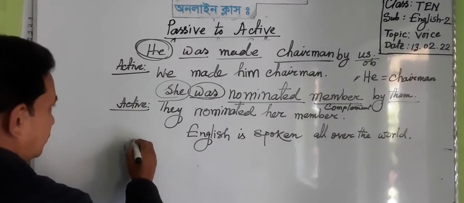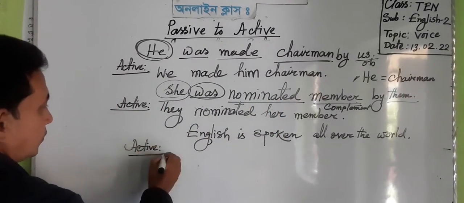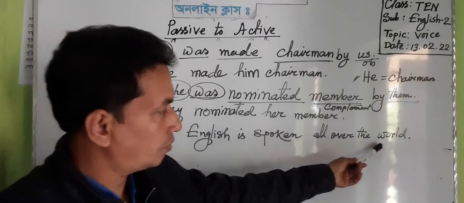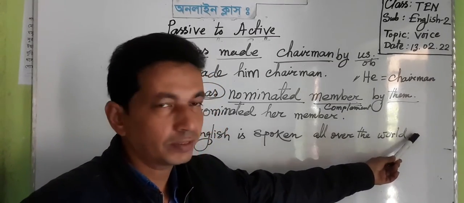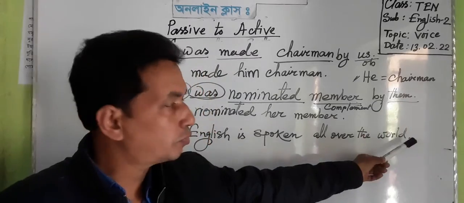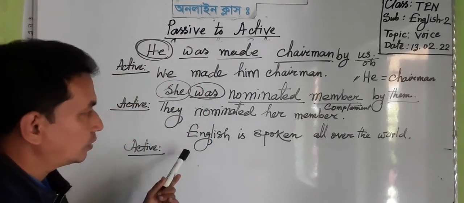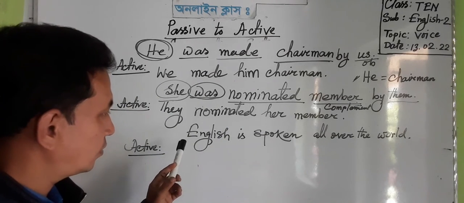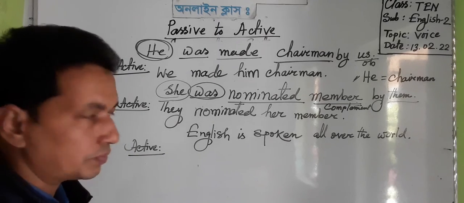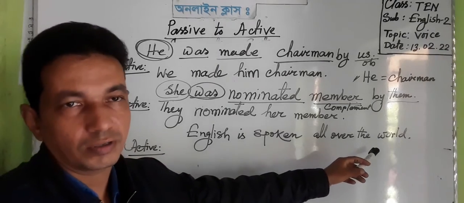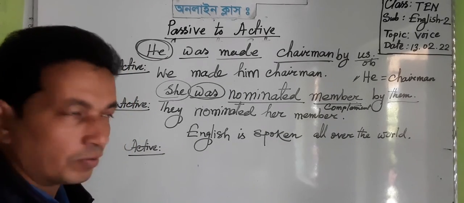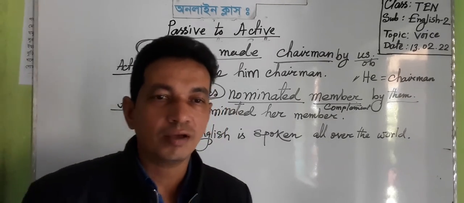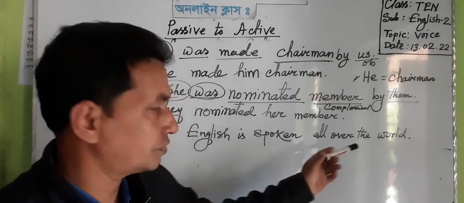Dear students, this is an example of passive voice, and you see that there is no exact object after by or in or with at the end position. So this sentence is not clear, or there is no exact object in this sentence. English is spoken all over the world. There is no basic object. So we should bring the object from the meaning of the sentence.